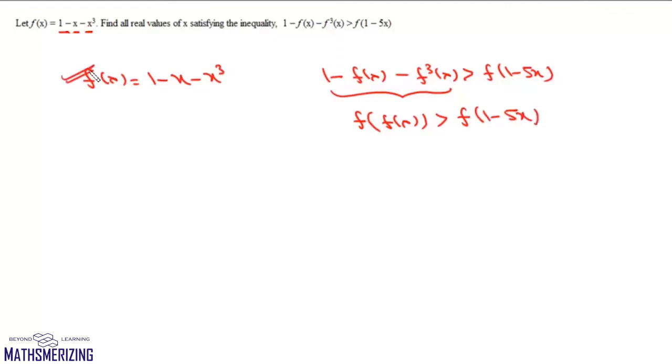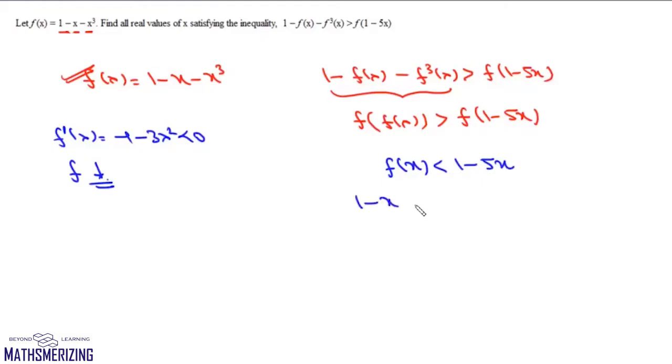Now if we look at the nature of f(x), then we can find f'(x) as minus (1 plus 3x square), and it is less than 0, which simply means that this function f is strictly decreasing. And if f is strictly decreasing, then if we cancel this f with f, the sign of inequality will reverse. So we write f(x) is less than 1 minus 5x. Now f(x) is 1 minus x cube, and it is less than 1 minus 5x.